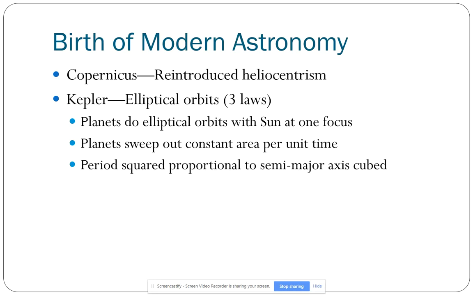Other things he observed, of course, the rings around Saturn. Galileo observed a lot of things. He strongly believed in the heliocentric model, but he was forced to recant because he mocked the Pope.